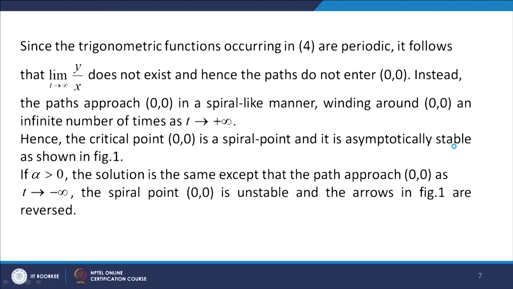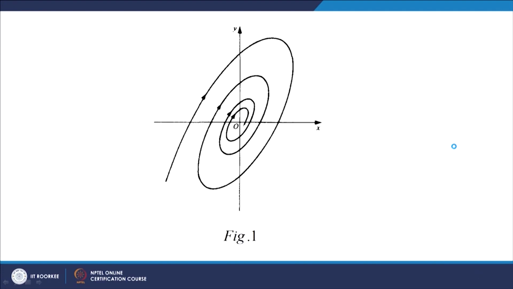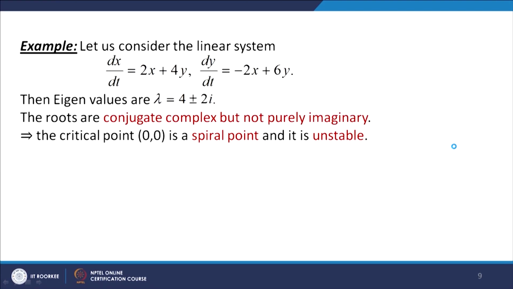Now, (0, 0) is a spiral point and it is asymptotically stable if alpha is less than 0. If the real part of the roots lambda 1 and lambda 2, that is alpha, is greater than 0, then we get the same solution, that is we again have (0, 0) as a spiral point. The paths approach (0, 0) as t goes to minus infinity, and the spiral point (0, 0) is unstable because the arrows are now reversed. So when alpha is greater than 0, we again get the same situation, but the arrows will now be in the opposite directions.